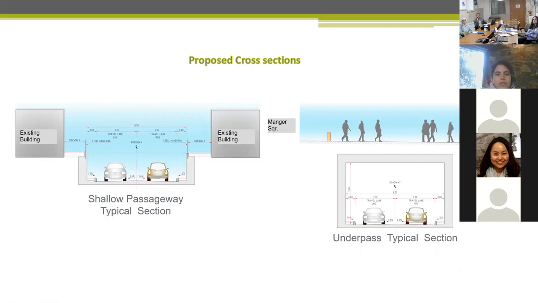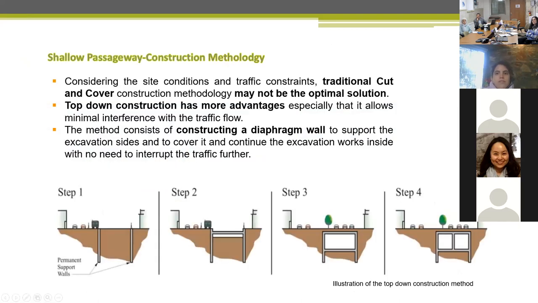Considering the site conditions and traffic constraints, the traditional cut and cover construction method might not be the optimal solution in this case. So here the Khatib Al-Alami favored the top-down construction method, which has more advantages, and it allows minimal interference with the traffic flow. The method consists of constructing a diaphragm wall to support the excavation sites and to cover it, and continue the excavation works inside with no need to interrupt the traffic further.